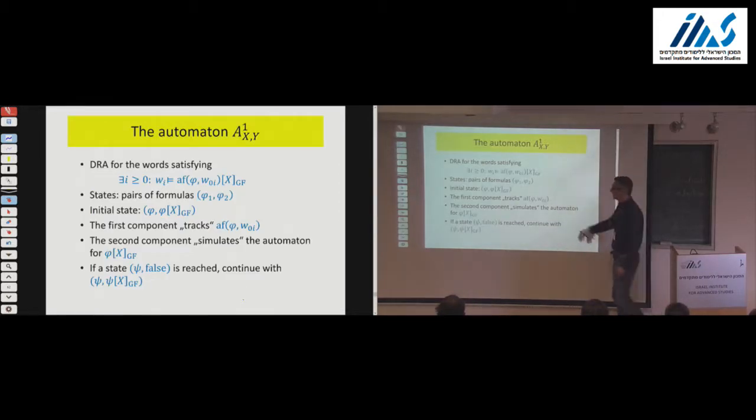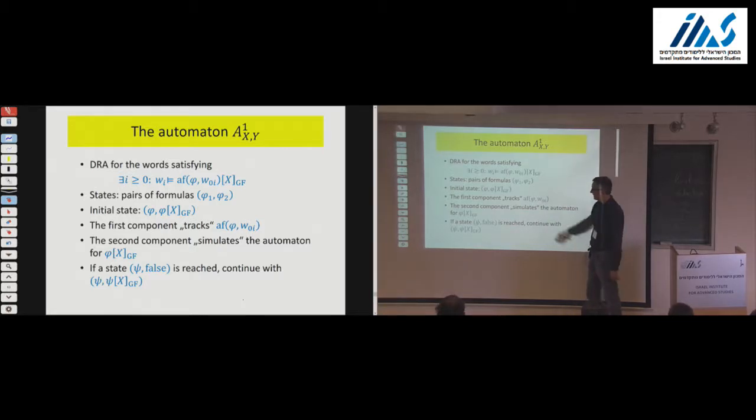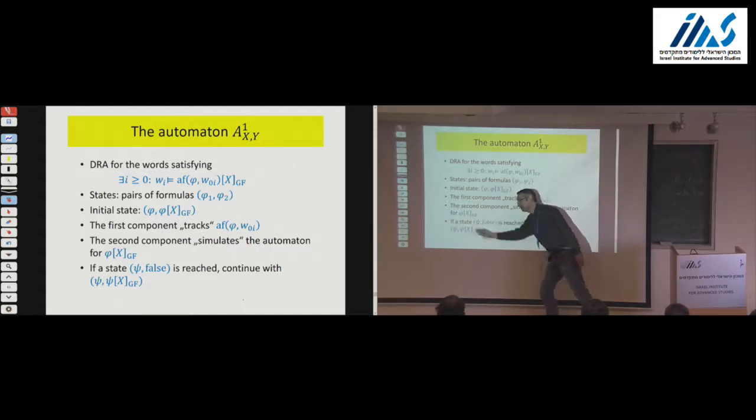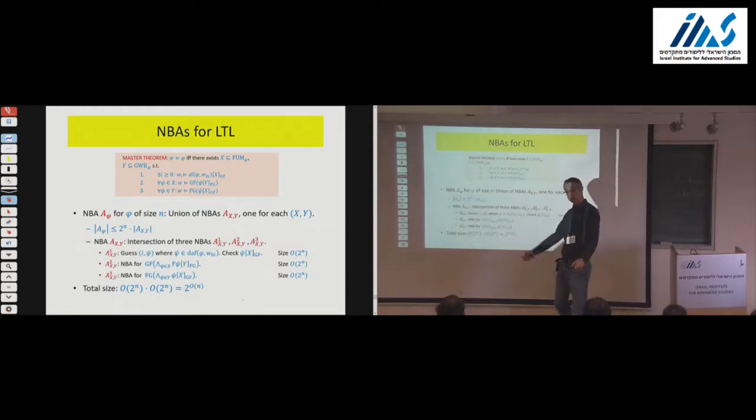Okay, so then this is just saying what I just told you, that the DRA for the word satisfying this condition, the states are pairs of formulas, this is the initial state, the first component tracks, you keep always computing this, so that you can use it if you need it, and the second component just simulates the automaton for this. And then if you reach a state psi false, then you move to that state. Okay, and the accepting condition is very simple. Okay, so that's the first translation.